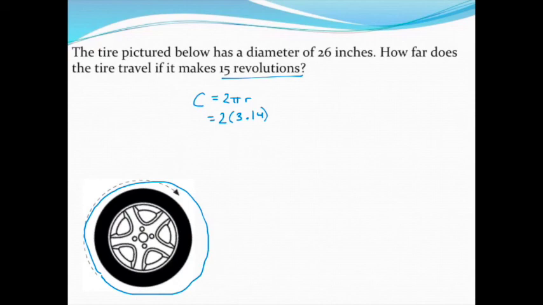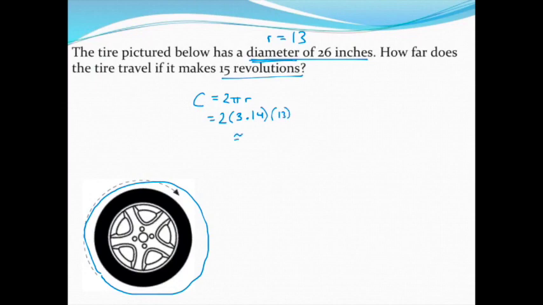Now be careful because they try to get you with these problems. My diameter is 26 inches, so I'm not multiplying by 26. I'm multiplying by 13. My radius is going to be always half the diameter, so just watch out for that. As we discussed in the previous video, there's ways to find circumference just using the diameter, but I always like to use the radius. So 2 times 3.14 times my radius of 13.